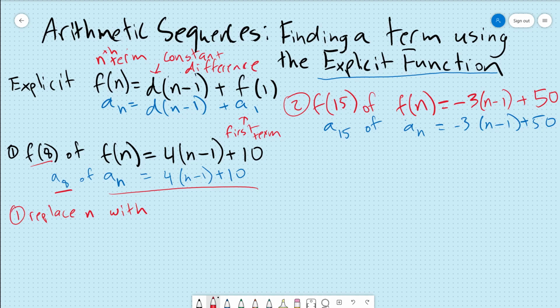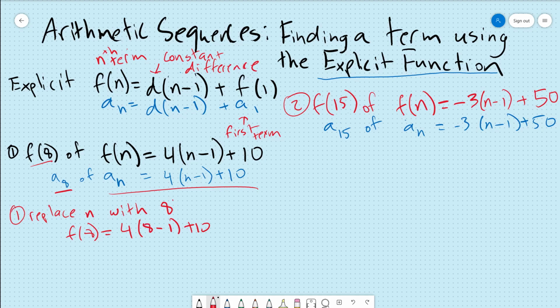We want the 8th term. So what's that going to look like? We're going to have f of 8. Now we can find f of 8 because we put an 8 in there. So what are we going to change this n to right now? Also an 8.